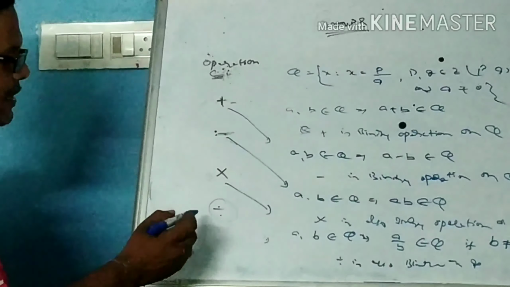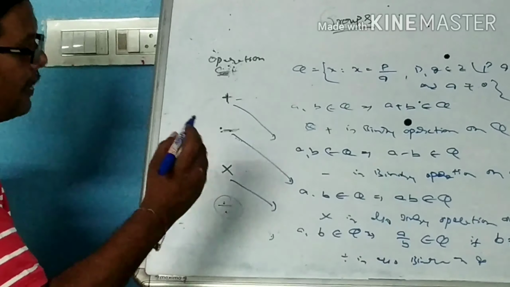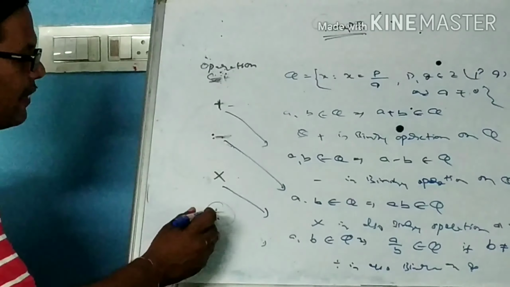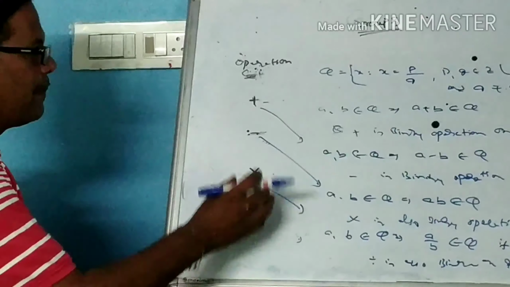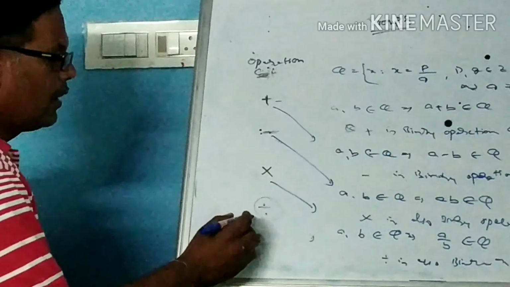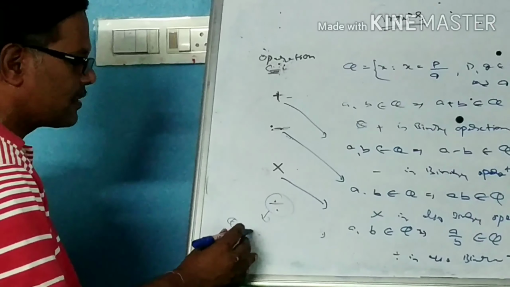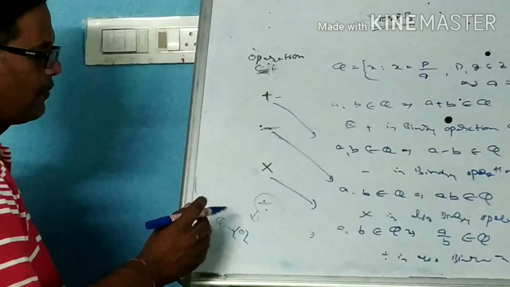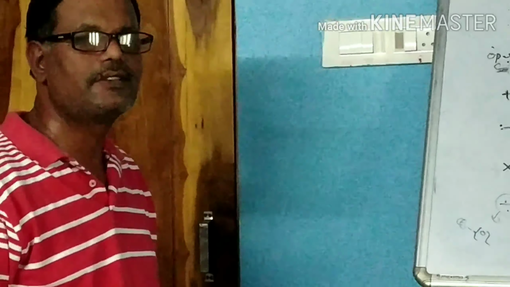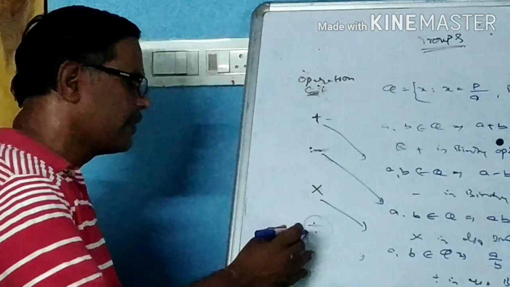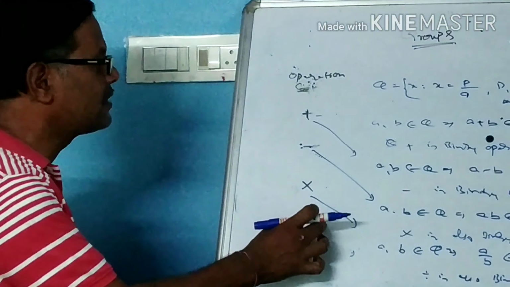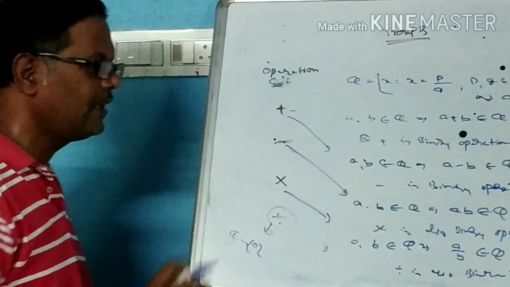If division is wanted to be a binary operation, the set must be Q minus singleton 0. Q minus singleton 0. On this set, this operator is a binary operation.